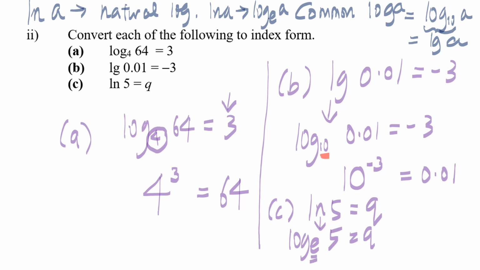So the base here will be e. So e to the power of q equals 5. Okay, so to summarize, you need to know what a common log is. Common log is log base 10, and most of the time it's represented by lg. Natural log is log base e, and most of the time it's represented by ln.